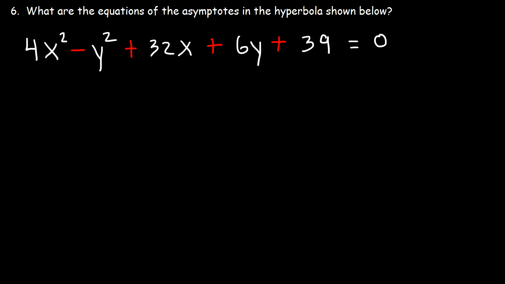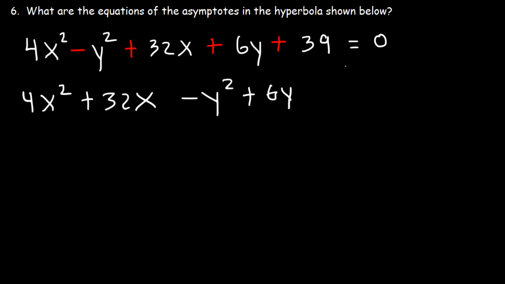Number 6. What are the equations of the asymptotes in the hyperbola shown below? So what we need to do is convert this equation into its standard form by completing the square. So let's begin by putting the x variables next to each other. And let's put the y variables next to each other as well. And let's move the 39 to the right side.